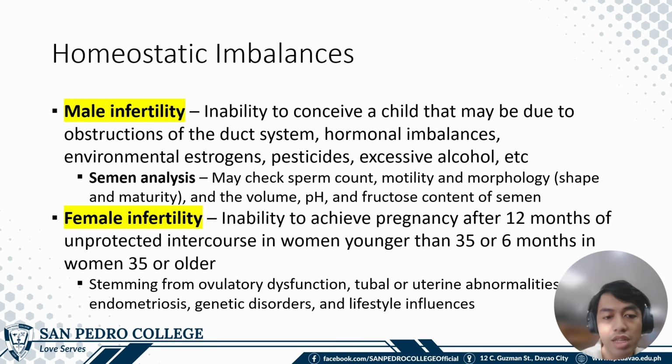In female infertility, this can be caused by various factors such as ovulatory dysfunction, tubal or uterine abnormalities, endometriosis, genetic disorders, and lifestyle influences. This is defined as having the inability to achieve pregnancy after 12 months of unprotected intercourse.